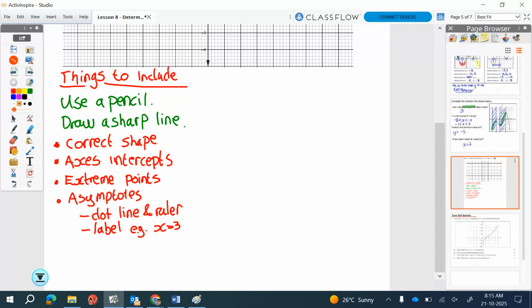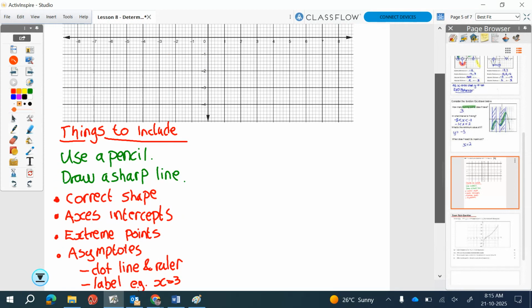The correct shape at endpoints. If there's a restricted domain, include endpoints. This will also give you a y point. If there's a restricted domain, you can see the endpoints, asymptotes, extreme points. If there's more than one graph, obviously intersections. Can't remember them ever asking to do 2 graphs, but intersection. These are the things to include.